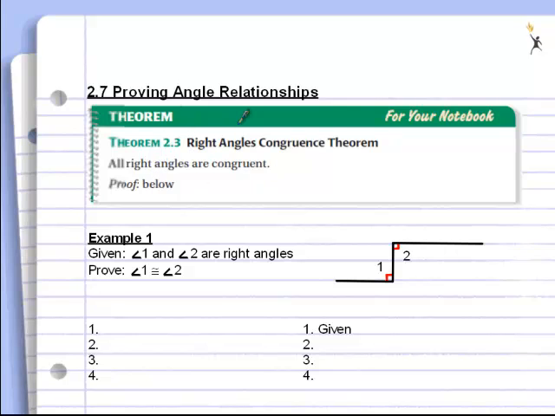Theorem 2.3 says that all right angles are congruent. Now that makes sense. If we look at the definition of a right angle, it says that it equals 90 degrees. Well, if all right angles equal 90 degrees, then all right angles are congruent. That makes sense. But now we're using it in a proof. What we have to prove is that angle 1 is congruent to angle 2. When we do that, we're done.